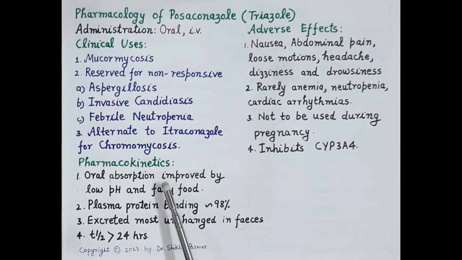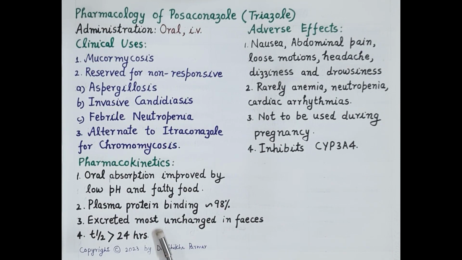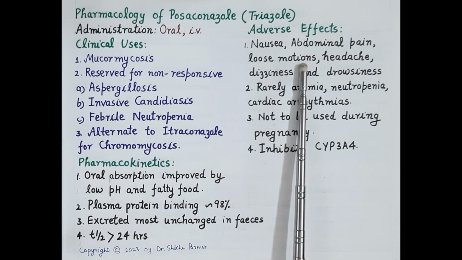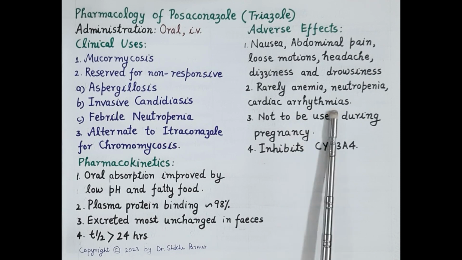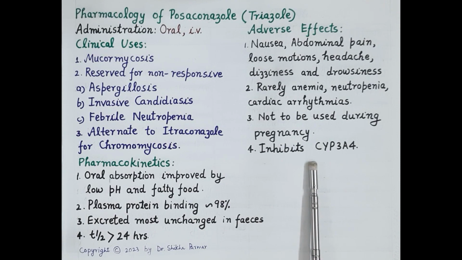Then some important pharmacokinetic features. Its oral absorption is improved by acidity, that is by low pH, and by fatty food, and its plasma protein binding is around 98%. It is excreted mostly unchanged in the feces, and its plasma half-life is more than 24 hours. Now, adverse effects of posaconazole are less than that of voriconazole, and common side effects are nausea, abdominal pain, loose motions, headache, dizziness and drowsiness. Rarely it can cause anemia, neutropenia and cardiac arrhythmias. It is not to be used during pregnancy, and like other azoles, it also inhibits cytochrome P3A4 enzyme.